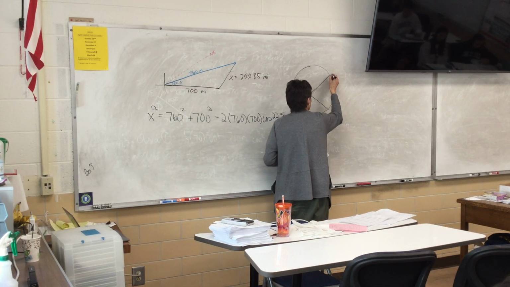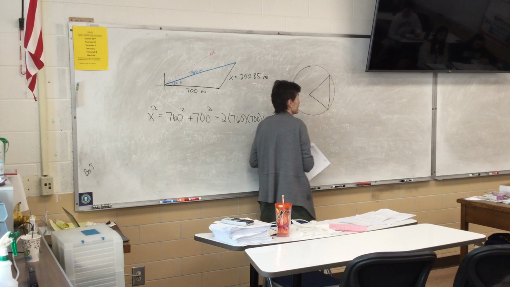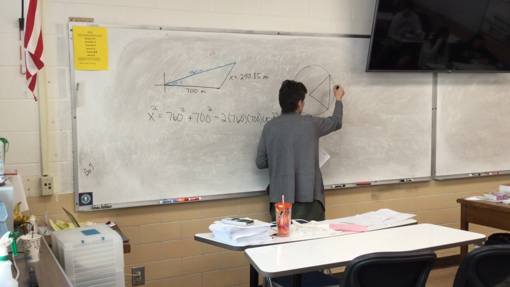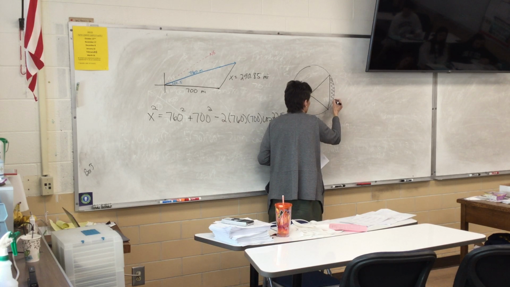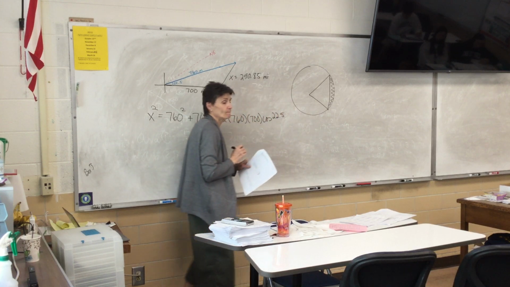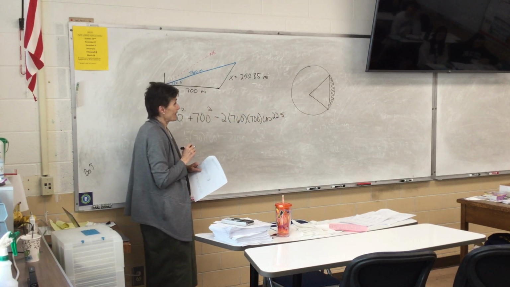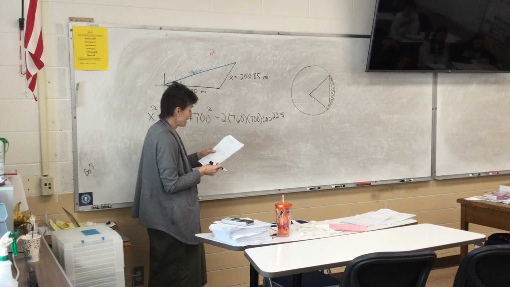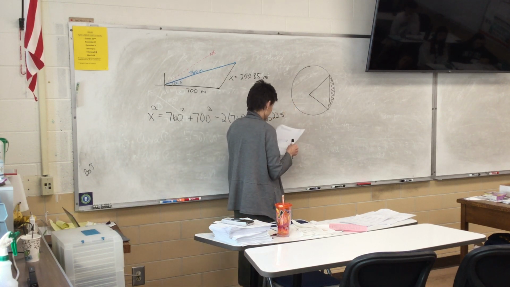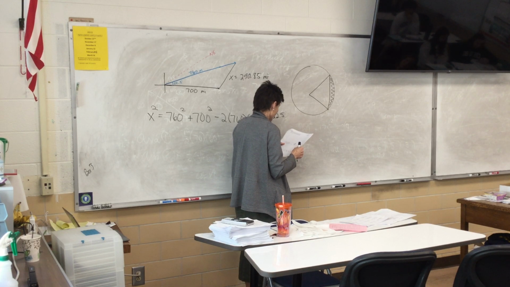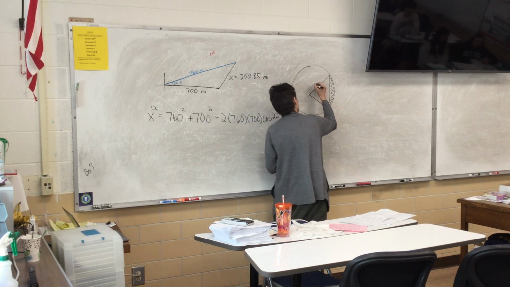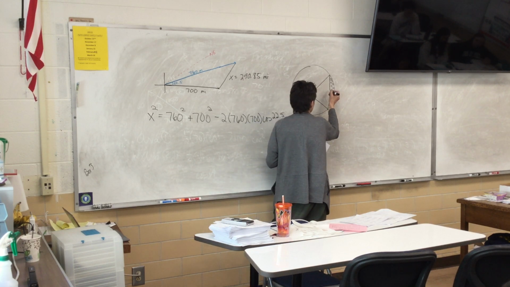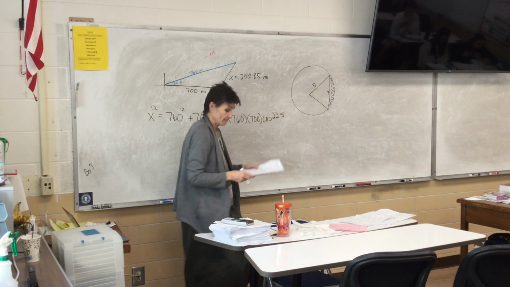When you draw that chord in there, that splits that sector into a triangle and then this little thing. This little thing is called a segment of the circle. And your job is to find the area of that segment, if we know the circle has a radius of 5 and the chord has a length of 7.